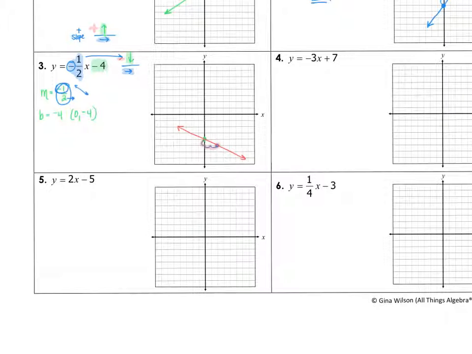Now, as we look at 4 and 5, and you see whole numbers in your slope, go ahead and remember that a whole number is over 1. So keep that in mind. This is -3 over 1, and this is 2 over 1. And I'll do number 4 with you, and you should be okay to do 5 and 6 on your own.